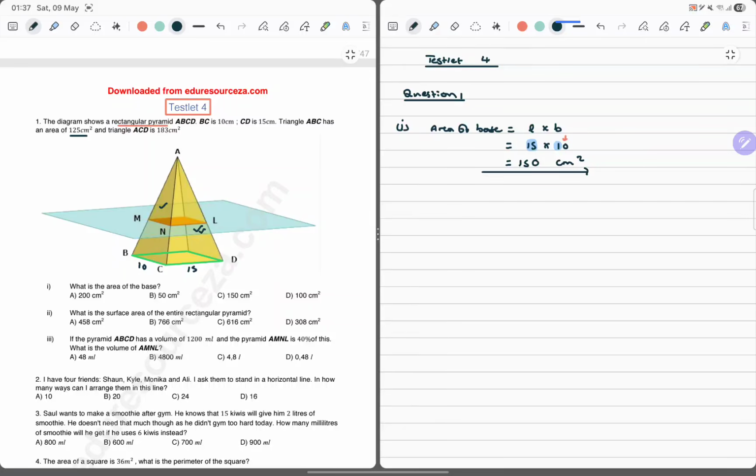Now that means, what is the answer here? C. Right. So the answer here is C. Okay, easy stuff. But again, you may want to practice how to do long multiplication.